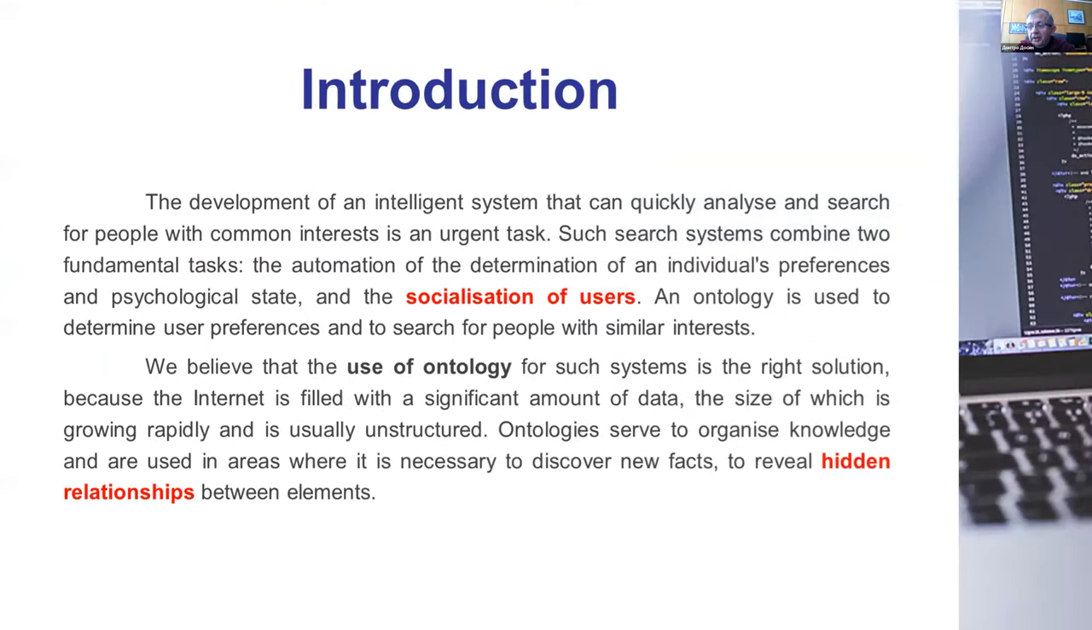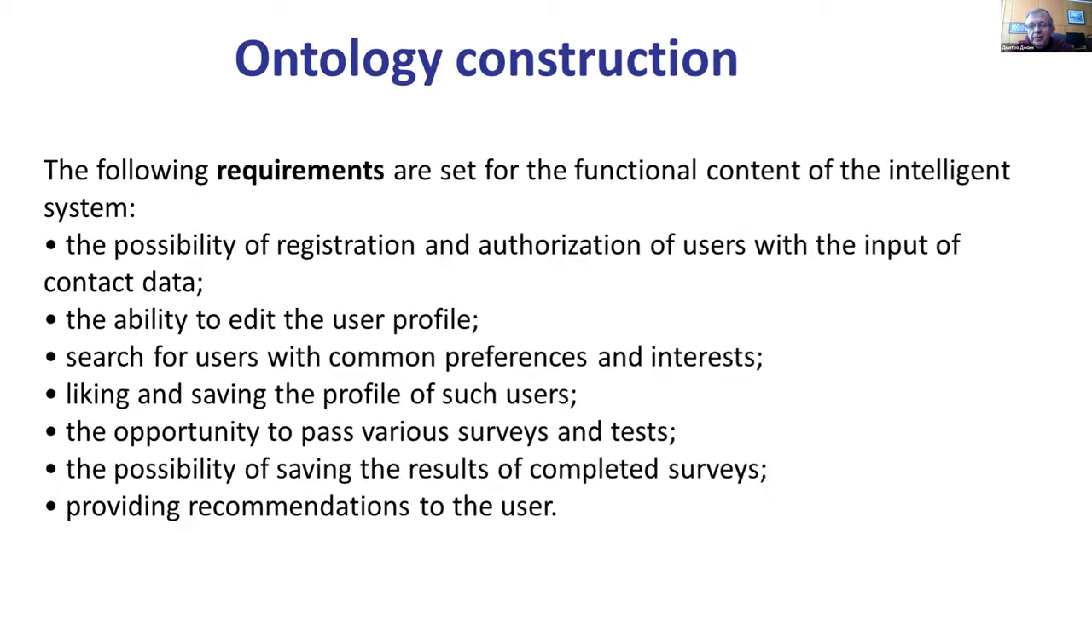Nowadays, people use the internet not only to search for information, but also to find new acquaintances and people with common interests. The work examines the construction of an intelligent system for searching for users with similar preferences. The system includes a series of tests and surveys to determine preferences. The central component of the system is an ontology. This ontology stores users of the system and their answers to the tests and surveys. Based on the results of the tests and surveys, connections are made between the elements in the ontology. Based on these connections, the system makes a decision about the similarity of the user preferences.